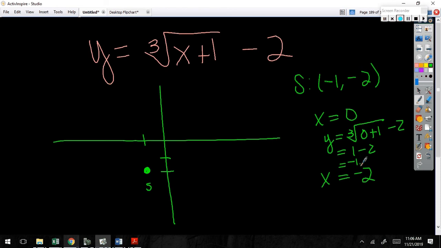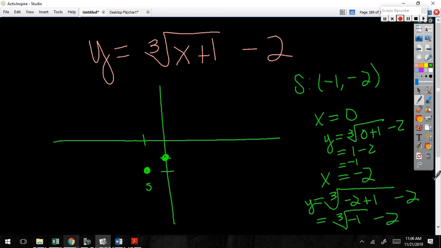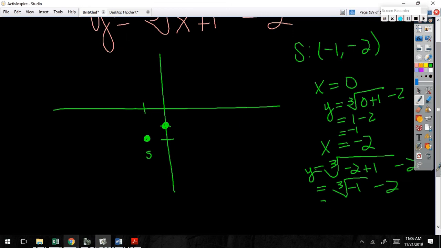Zero, -1, is that what y'all got? And then -2, so I'd have the cube root of -2 plus 1 minus 2. And here's where you probably have not encountered before, but the cube root of -1, we said, what times itself 3 times gives you -1? -1. So it's -3. That's exactly right. So -2, -3. And now you can kind of see, don't make this a line. It's not a line. Remember what it looks like? It's a cubic on its side, a little bit like a stretched out S.